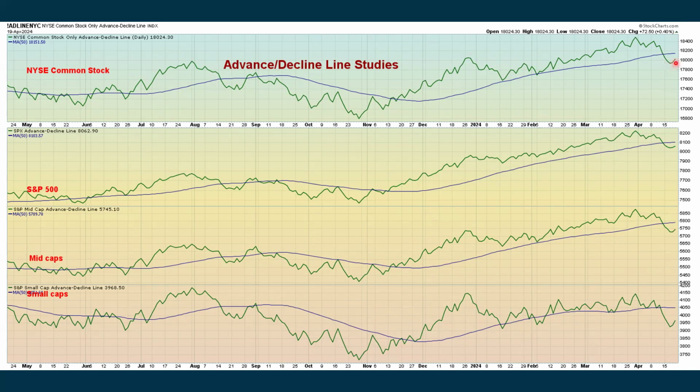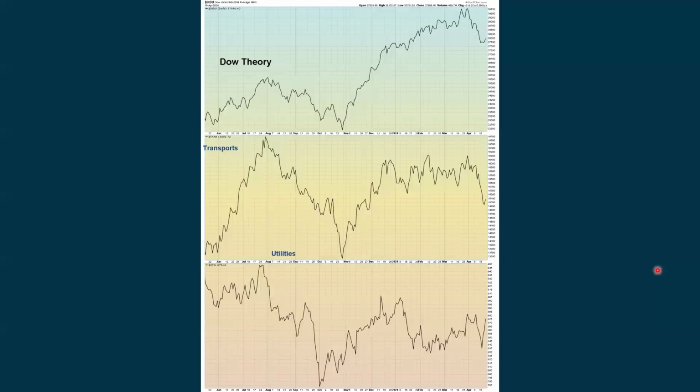But we did come up just a little bit with the NYSE advanced decline line. We turned up a little bit with the S&P 500, the mid caps and the small caps, but all of these are below their moving averages. So this is showing more of a cross the market breakdown as we've been under weakness lately. Here's Dow theory, which just set an all-time high with the Dow not too long ago, but it's been pulling back. And the transports, this is a non-confirmation. We set a recent all-time high with the Dow.